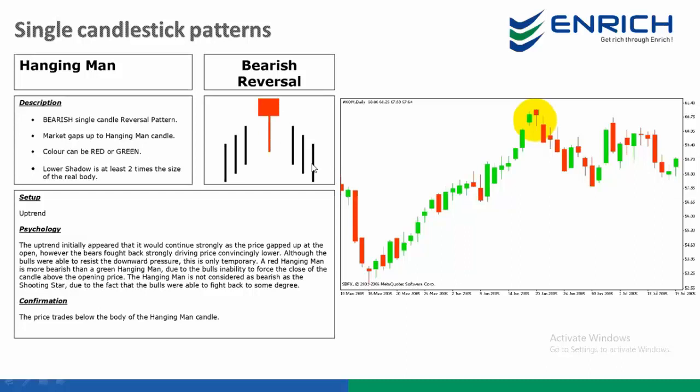As I said for the previous patterns, usually there's no shadow above the body of the candle, but sometimes there could be a small candle. That's acceptable, all right? So how do you confirm the trade here? The price trades below the low of the candle, all right? When the price trades below the low of the candle, you can confirm it.